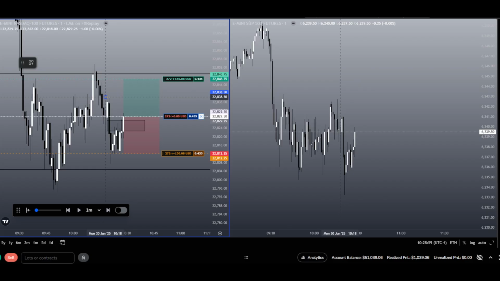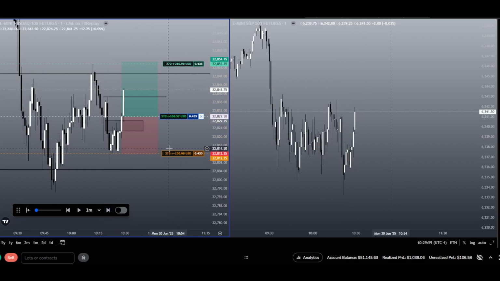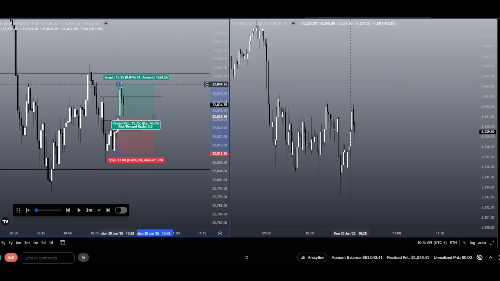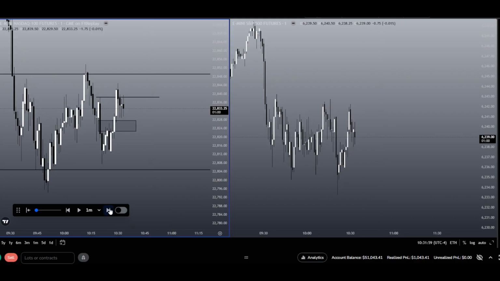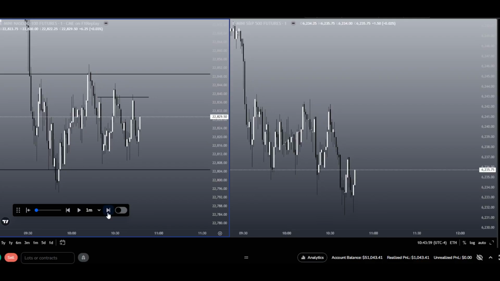Break even here, and I'll just target this high. Alright, break even there, and just target the high. Alright, would have been a break even trade. Yeah, whatever. So break even there saves me, you see? If you don't like break even, you don't like break even. If you do, you do.